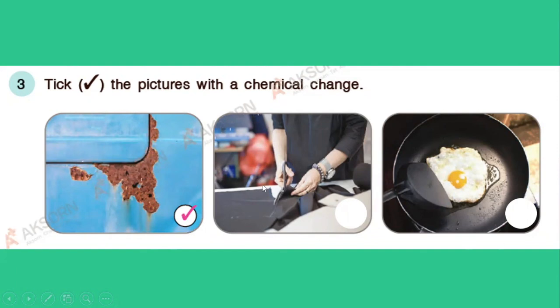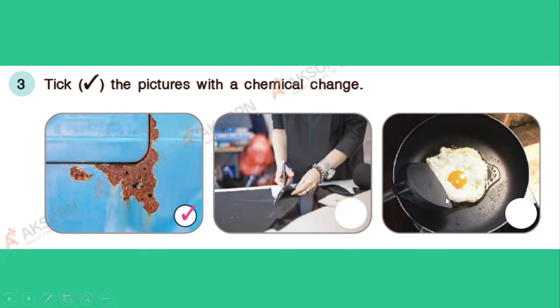Number 2 and number 3, I will ask you to tick or not tick on your own, okay? Now, number 2, what we see here, somebody cutting clothes, or cutting fabric, right? Is it a chemical change or not? If you think it's a chemical change, tick it like the first picture. If you think it's not a chemical change, leave it like this. Do not tick anything, all right?